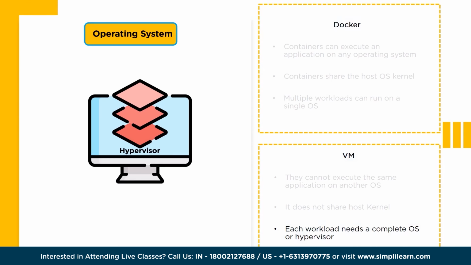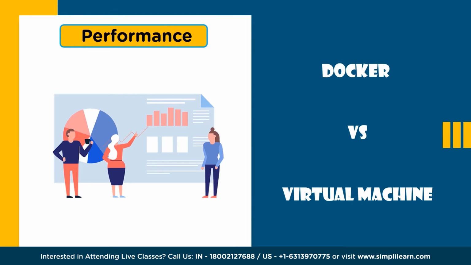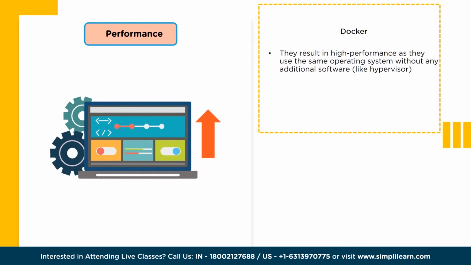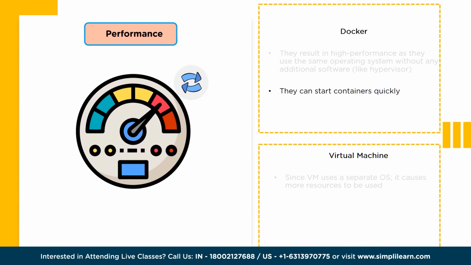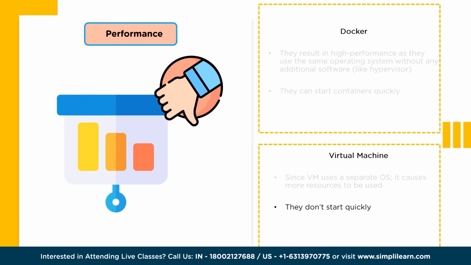The next significant difference between the two is the performance. In the case of Docker, they use the same operating system without any additional software like hypervisor. In case of virtual machines, performance issues are a major problem. It can be due to several reasons like CPU constraints, memory allocation, network latency, and many more. Running multiple virtual machines leads to an unstable performance. Docker containers can start up quickly and result in less boot-up time, whereas virtual machines do not start quickly and lead to a poor performance.